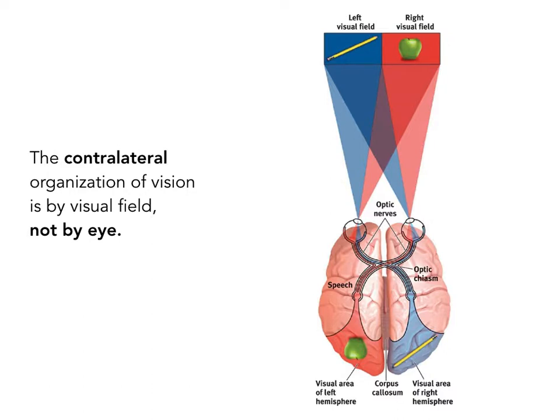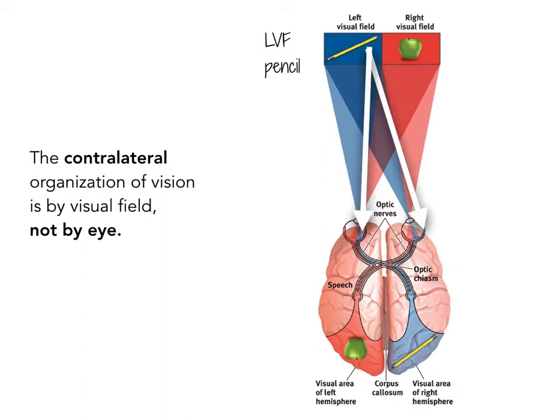When it comes to contralaterality, vision is quite special. The contralateral organization of vision is by visual field, not by eye. If you follow the flow of information from the left visual field containing the pencil and colored blue, you can see that information first makes it to the right half of each eye. So it's not that the left visual field goes to the right eye, it actually goes to the right half of both eyes. The information from the ipsilateral eye crosses over so that the pencil ends up entirely in the right hemisphere, the contralateral hemisphere.